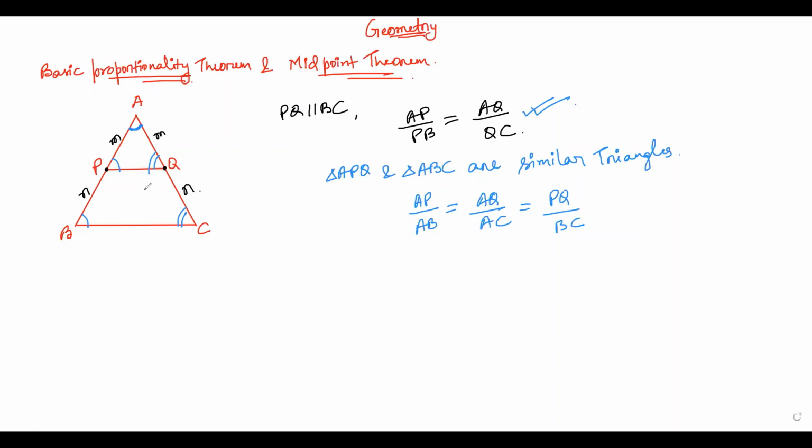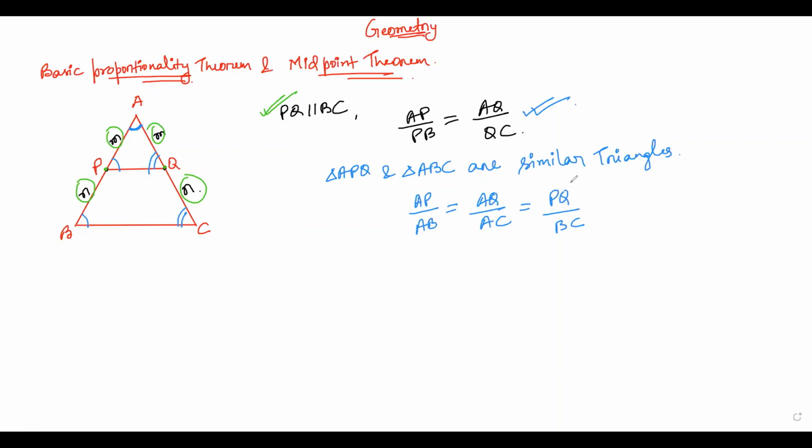The converse of this theorem is also true. That is, in a triangle, if there is a line segment joining 2 points such that these 2 points divide the 2 sides of the triangle in the same ratio, then this line would be parallel to the third side. So for this triangle, if P and Q divide the 2 sides AB and AC in the ratio m:n, then the line PQ would be parallel to the third side BC.